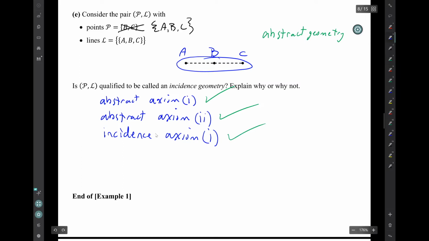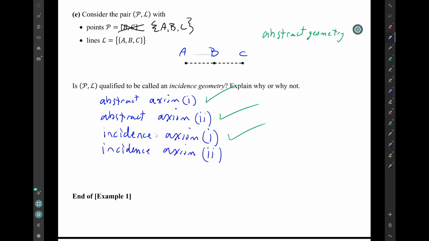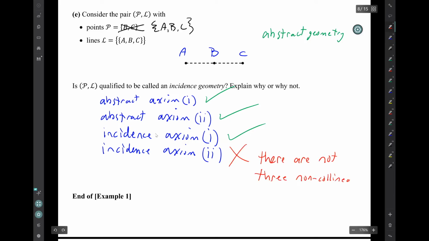What about incidence axiom 2? That axiom says there have to exist 3 points that are not collinear. Ooh, we flunk that. We only have 3 points and they are collinear. So there do not exist 3 non-collinear points. So that means this example is not an incidence geometry.